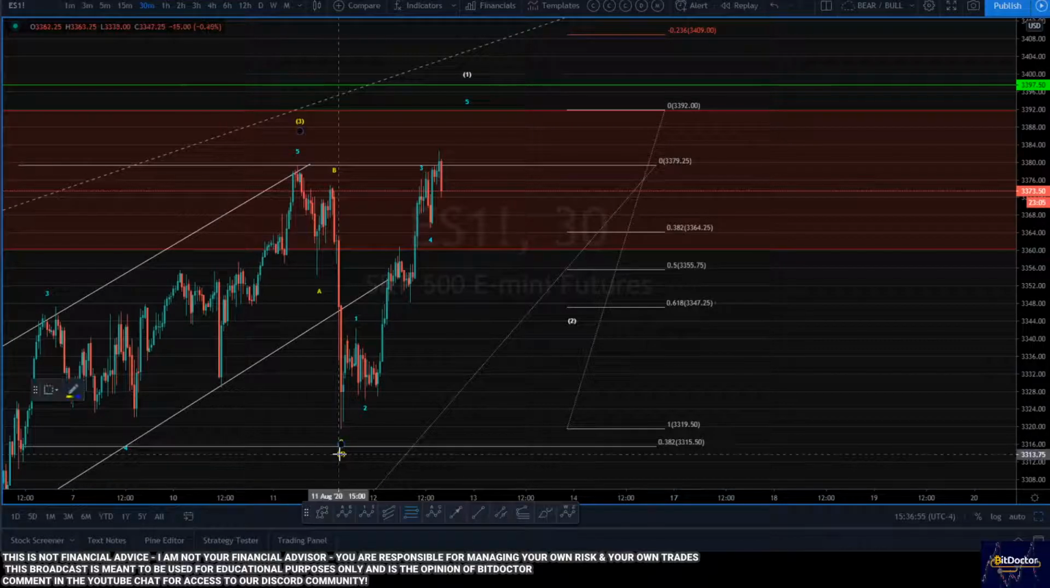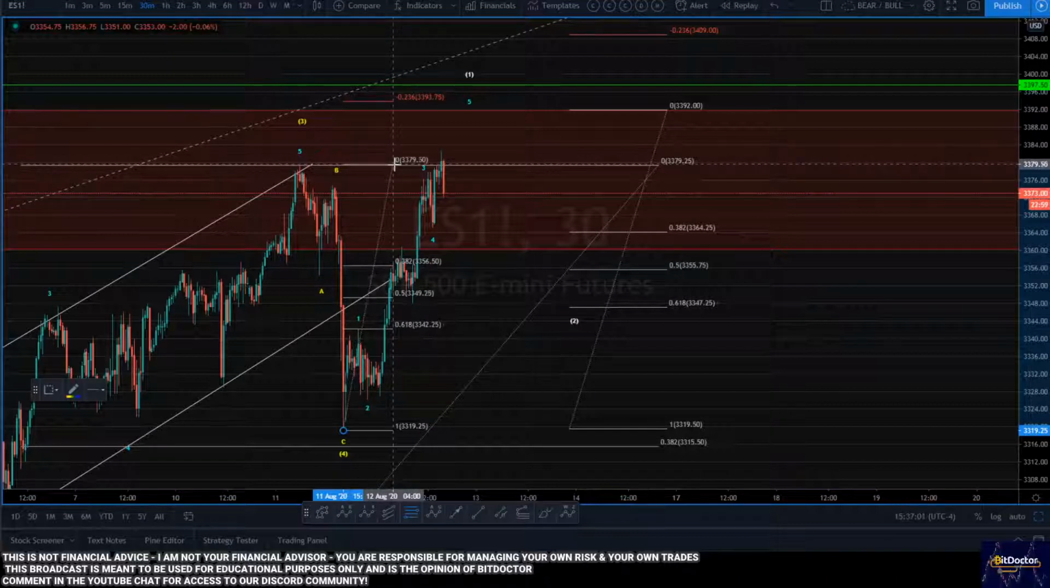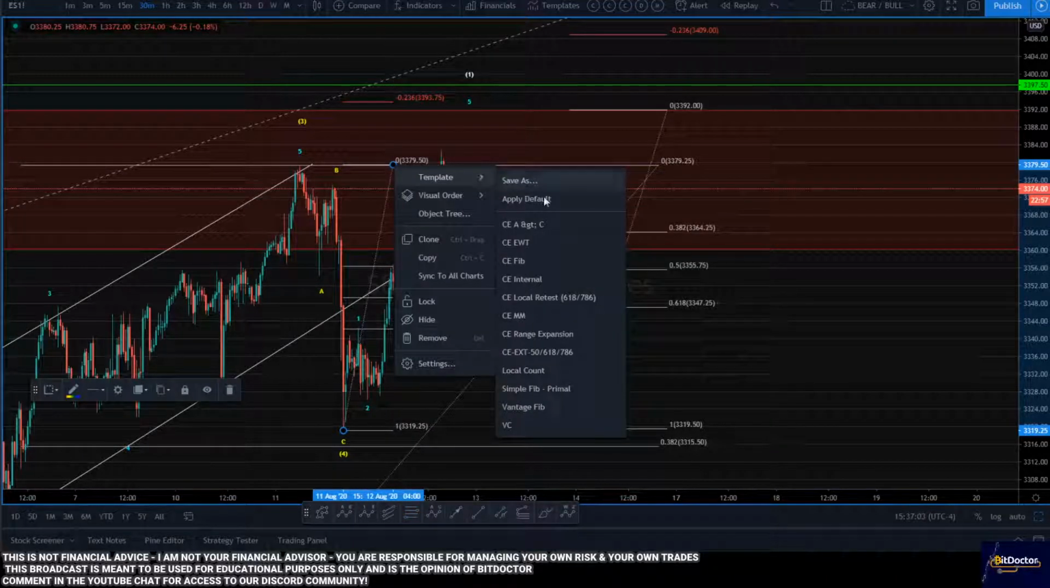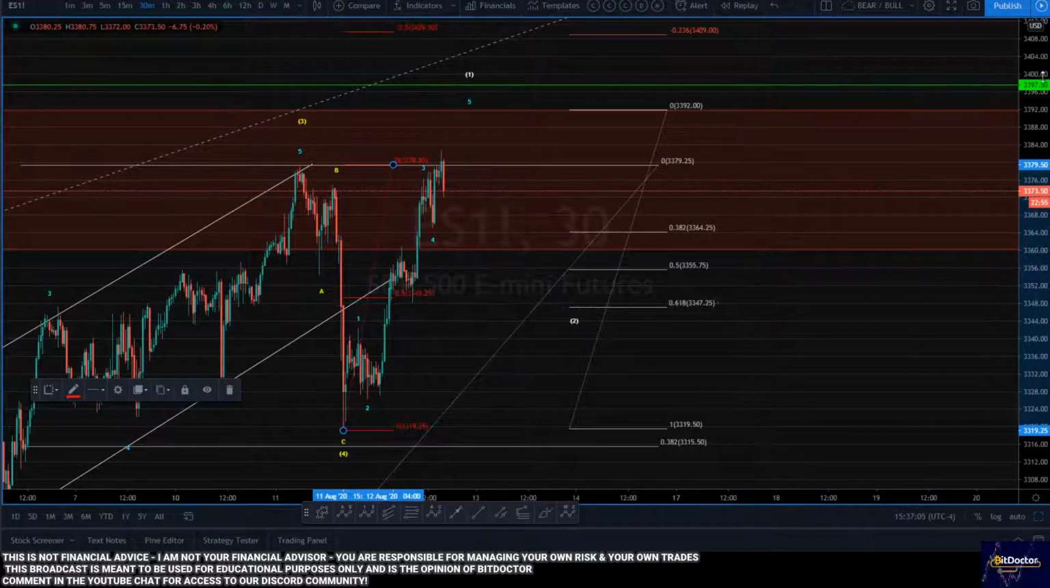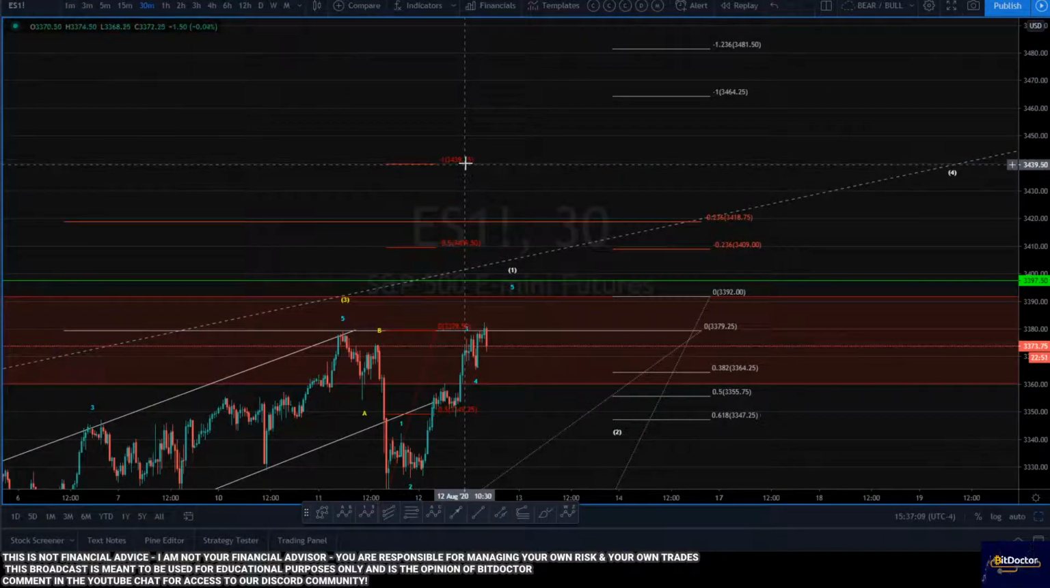Well, let's just take a look at our range expansion. If we take it from the bottom all the way up to the top, our measured move to the upside, let's see where we land. Let's see if this makes sense. Our measured move to the upside is going to be 34.40.